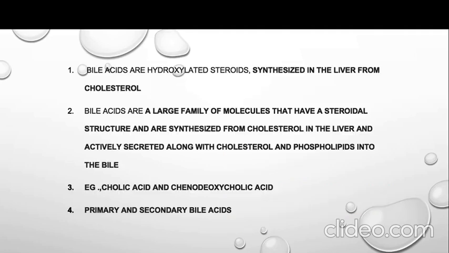What are bile acids? Bile acids are hydroxylated steroids, a large family of molecules that have a steroidal structure and are synthesized from cholesterol in the liver and are actively secreted along with cholesterol and phospholipids. Examples of bile acids are cholic acid and chenodeoxycholic acid. There are two different types of bile acids, namely primary and secondary.